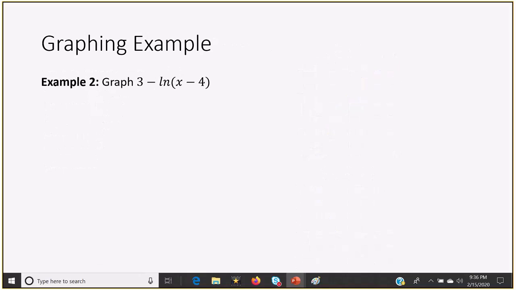So if we're going to graph, it seems kind of terrifying. We just learned about logarithms, and this seems like a bunch of weird numbers flying around in this question. I should have said y is equal to 3 minus ln of (x minus 4). I apologize for that. Maybe I fix it in the next line. Nope, I do not. But that's fine.